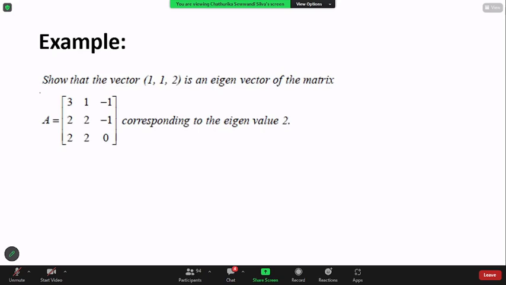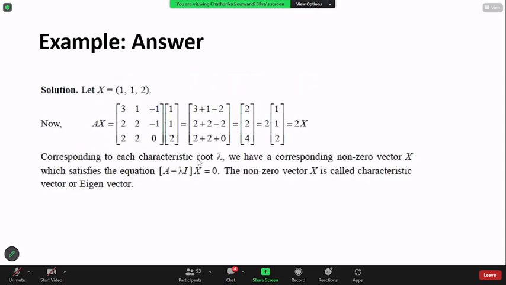There are 3 lambda values, and the remaining two are not mentioned. But they are saying that out of the 3, one eigenvalue is 2, and the corresponding eigenvector or column matrix corresponding to this eigenvalue is this. What they are asking is to show that the corresponding eigenvector of the eigenvalue 2 is 1, 1, 2. We need to prove that the eigenvector corresponding to eigenvalue 2 is this one, 1, 1, 2.